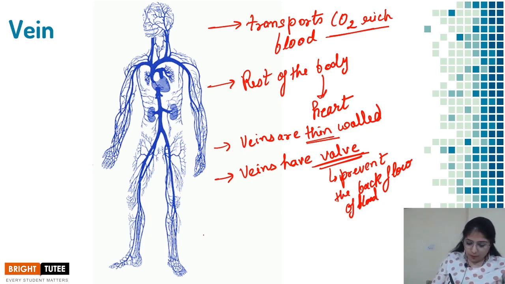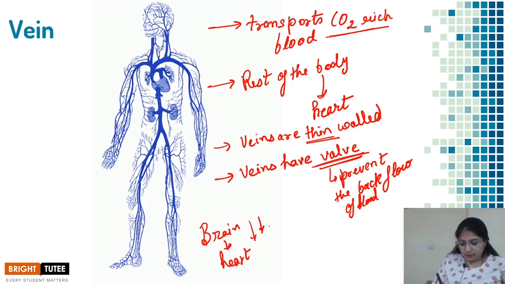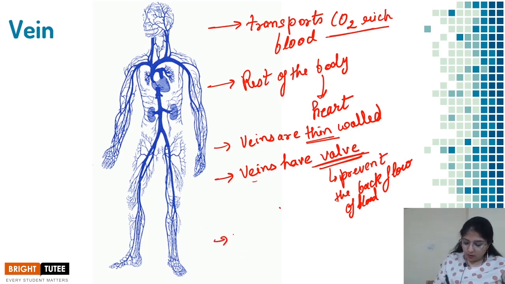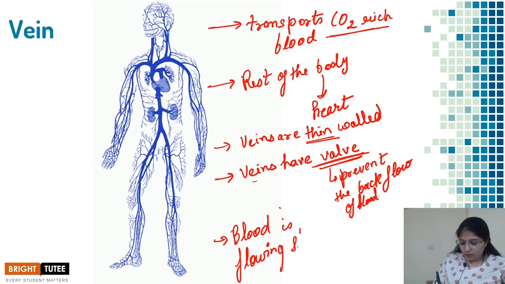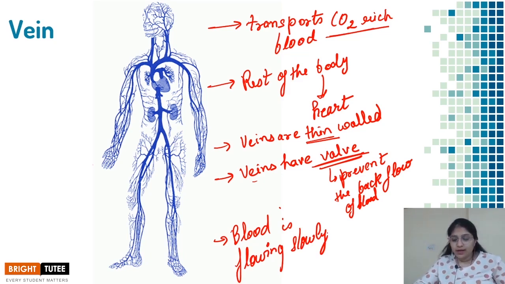So suppose it is going from the brain towards the heart, right? What will happen is that over here you have the valve, so that the direction remains this way and it doesn't go back to the brain, right? So to avoid this kind of backflow, the veins have valves, because blood is flowing slowly, right? So the speed is not like we saw in the case of arteries. So this is the function of veins.